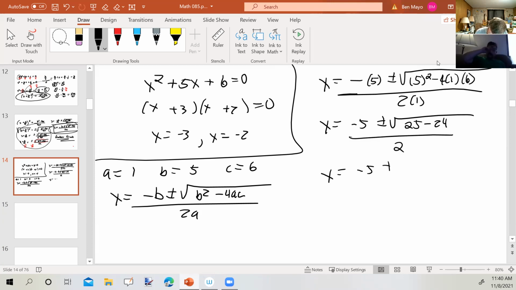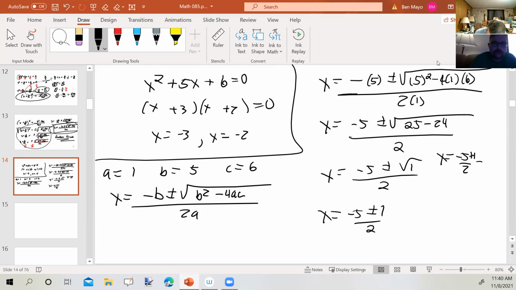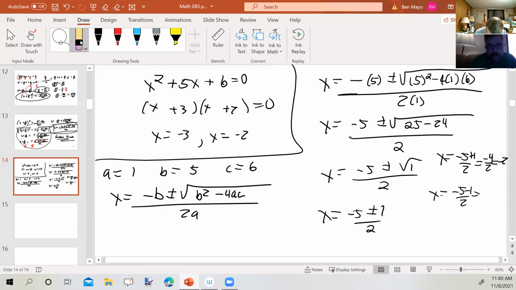X equals negative 5 plus or minus the square root of 1, all over 2. X equals negative 5 plus or minus, well, the square root of 1 is 1, all over 2. So x equals negative 5 plus 1 over 2, which is negative 4 over 2, which is negative 2. X equals negative 5 minus 1 over 2, which is negative, whoops, got ahead of myself there, which is negative 6 over 2, or negative 3. So x equals negative 2, x equals negative 3.